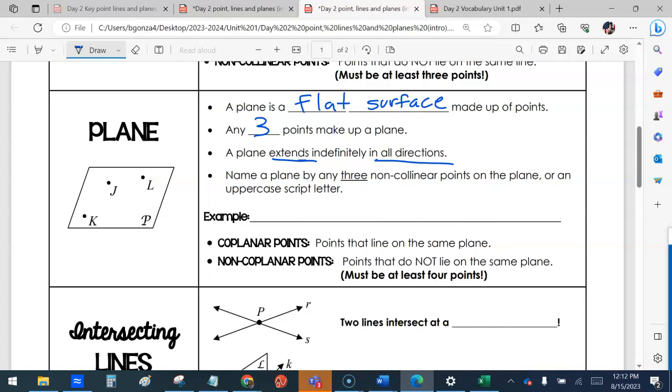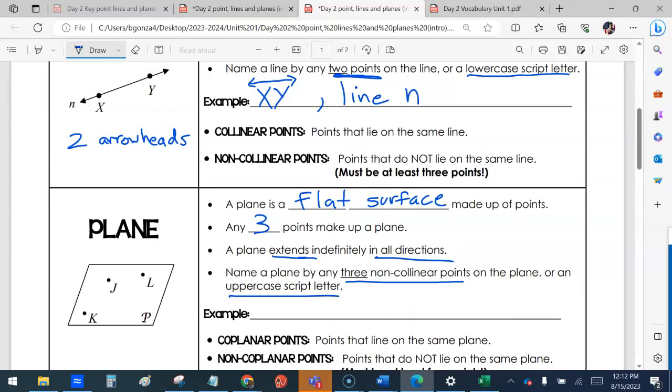So we want to name a plane by any 3 non-collinear points or a what? Uppercase script letter. So let's start with the first one, 3 non-collinear points. We skipped over that. Let me go back real quick, okay? Go back up here. It says collinear points. Put a star right here. This is going to be on your test for sure. You got to know what this means, okay?